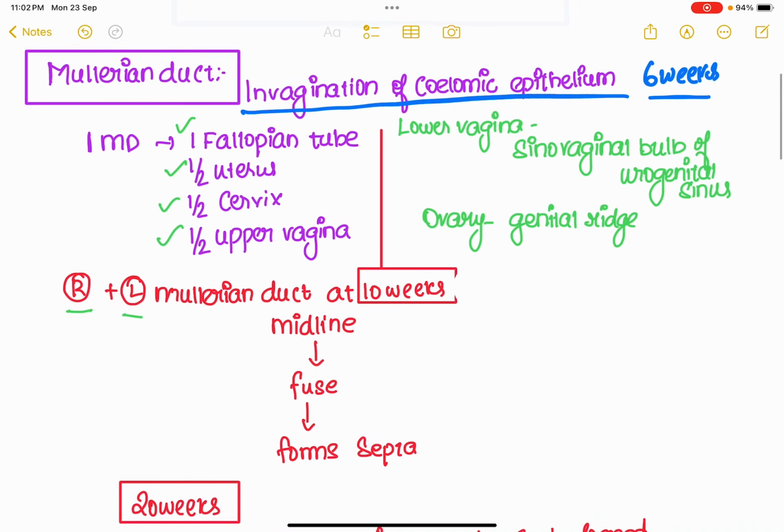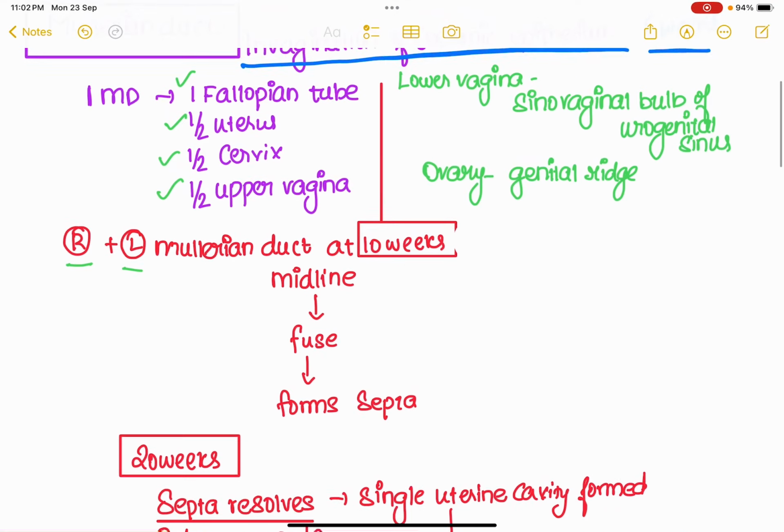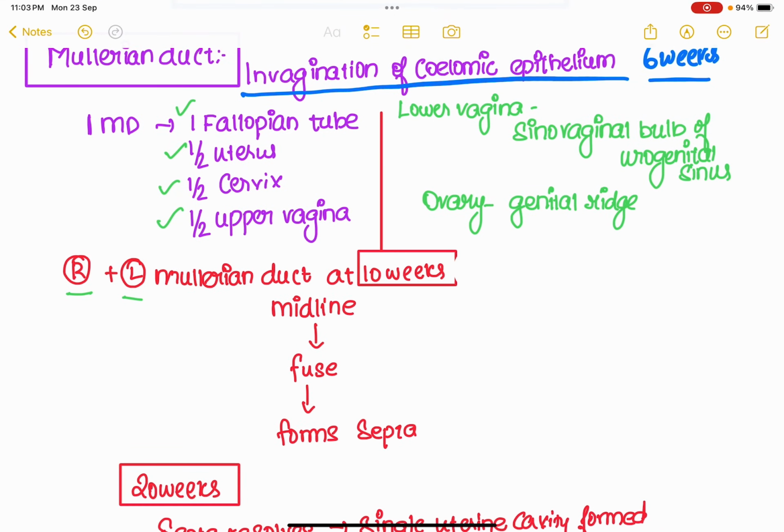Ideally there are two Mullerian ducts, one present on each side, one on the right side and the other on the left side. Each side's Mullerian duct will contribute one fallopian tube, half of the uterus, half of the cervix and half of the upper part of the vagina. So we have divided the vagina into two parts, the upper part of the vagina and the lower part of the vagina.